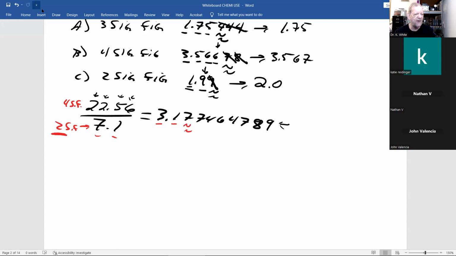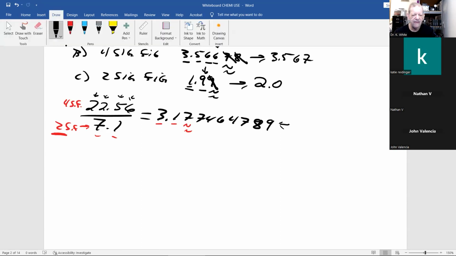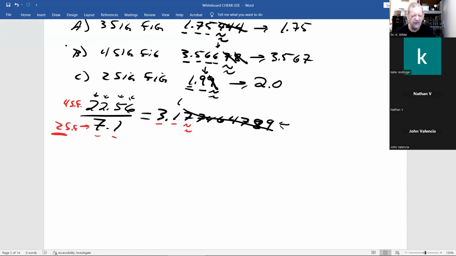So we round this number off to 2 significant figures, keep the 3, keep the 1, use the 7 to round off, and that's 5 or higher. So I'm going to drop all this, increase this by 1, and the correct answer for this problem using significant figures is that.